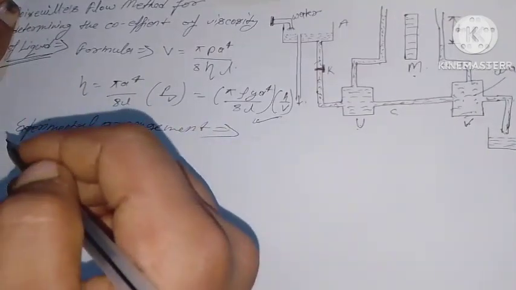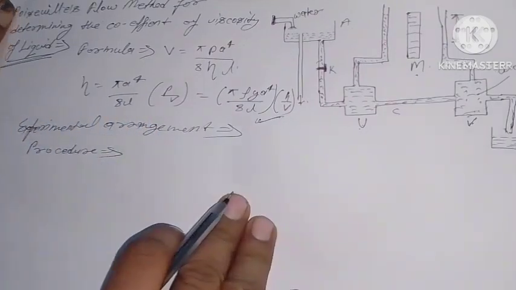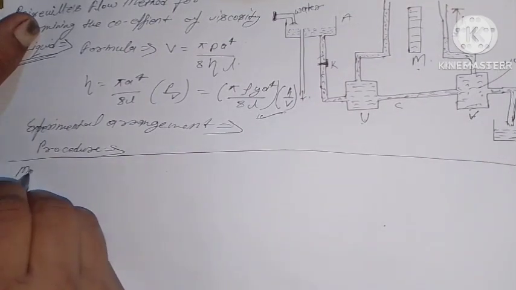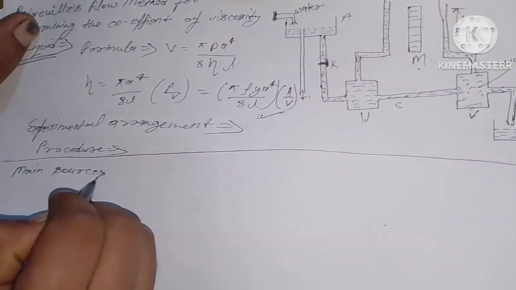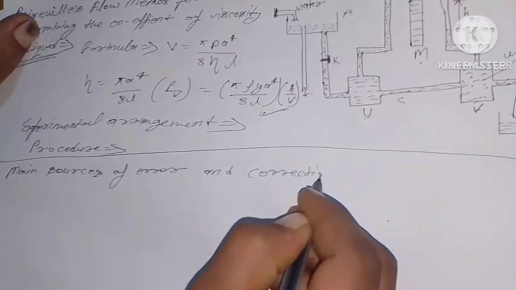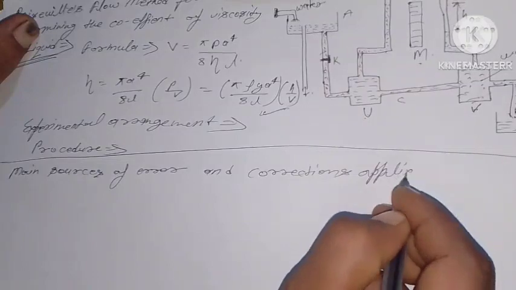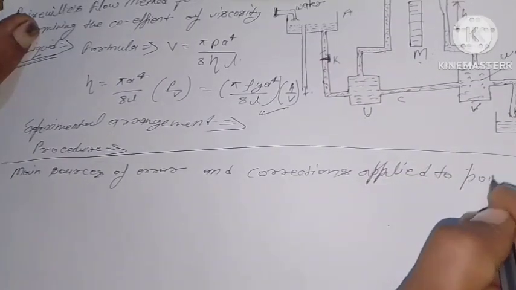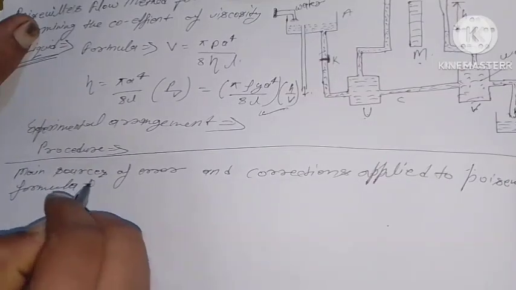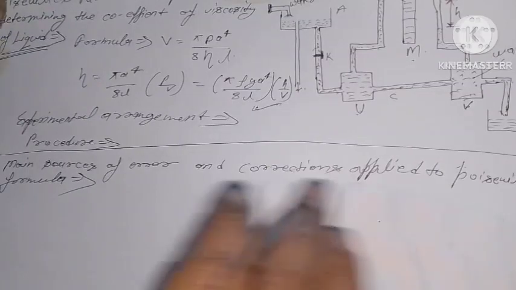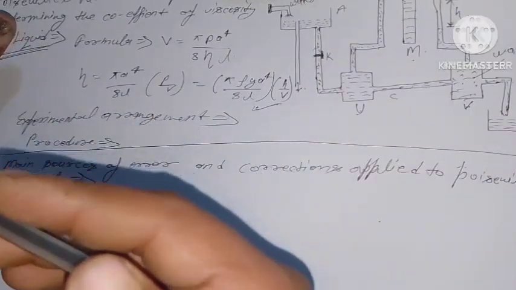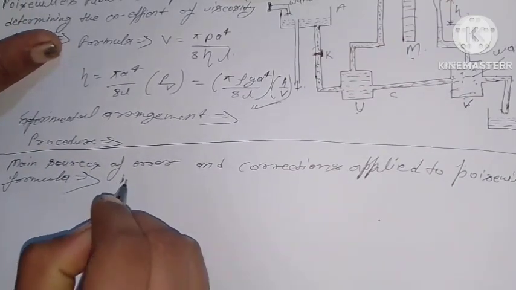Next heading: main sources of error and corrections applied to Poiseuille's formula. In deducing Poiseuille's equation, the following two factors have not been considered and therefore some corrections are necessary. First point, length.